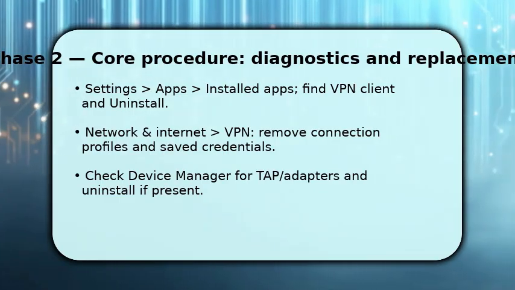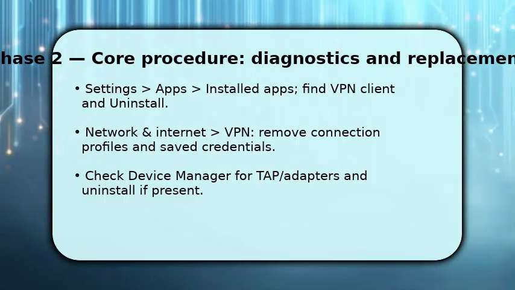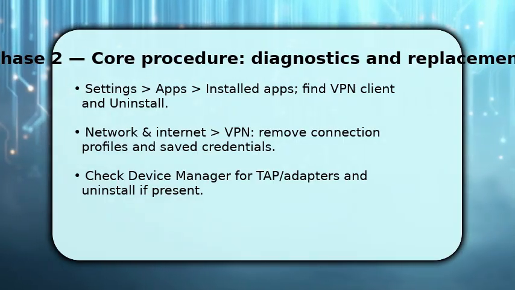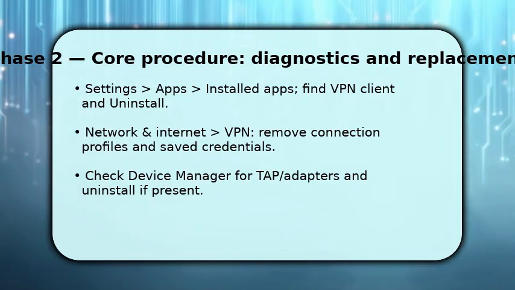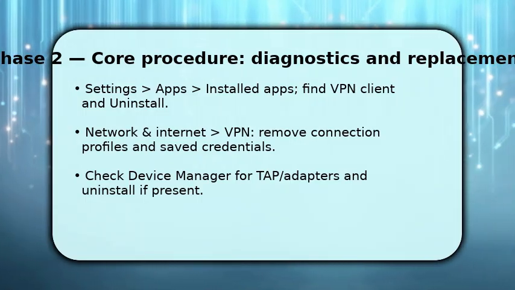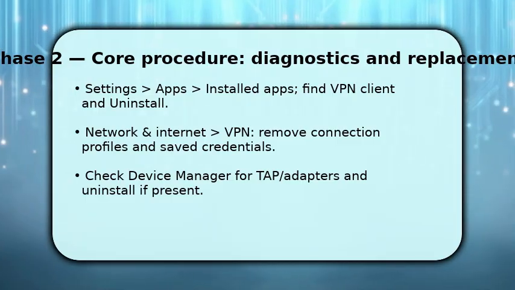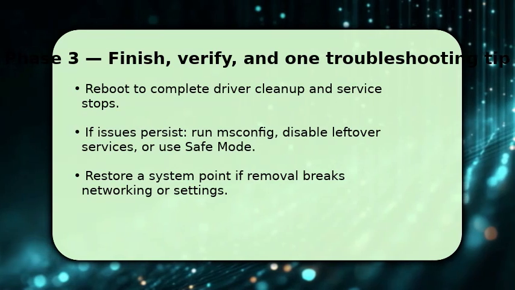Once uninstalled, go to Network and Internet and select VPN to remove any saved connection profiles and credentials, because profiles can reconnect or block adapter removal. Then open Device Manager and look under Network Adapters for TAP or virtual adapters. Uninstall them. Reboot your PC to let Windows finalize driver and service cleanup. This often clears locked resources and restores networking.